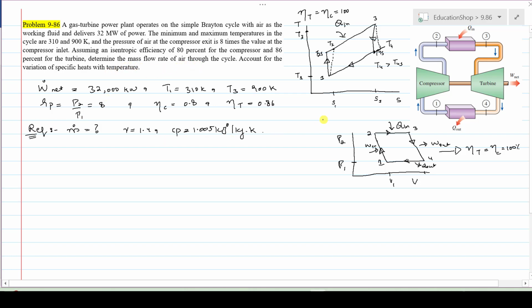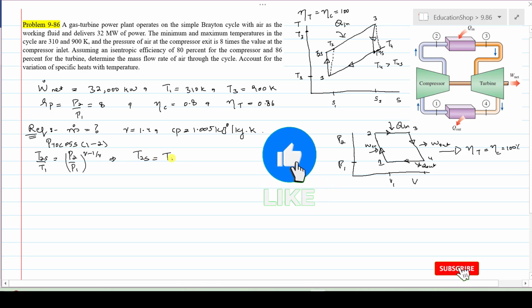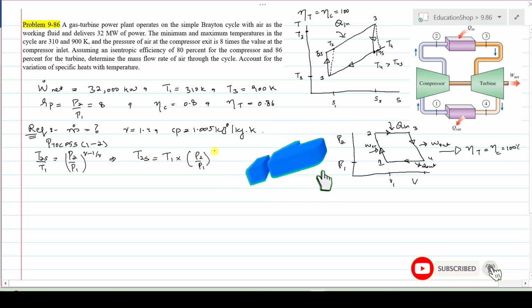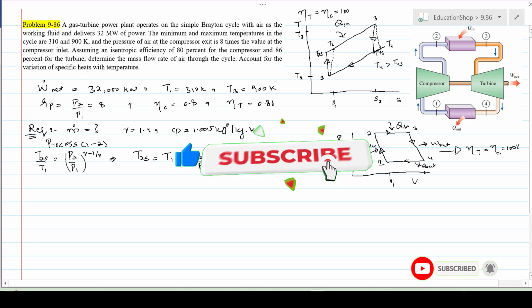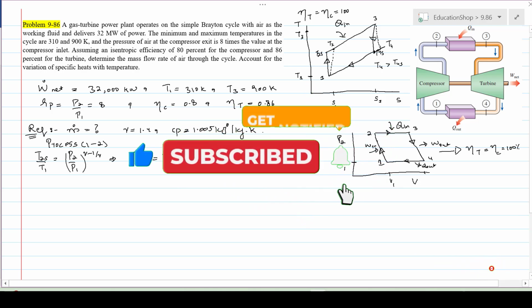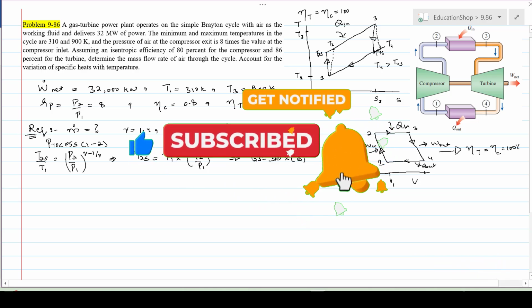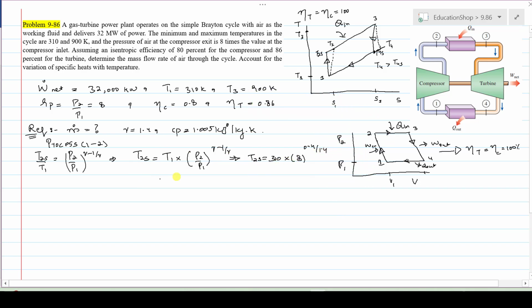Now consider the process 1 to 2, that is isentropic compression. So I can say that T2S divided by T1 is equal to (P2 divided by P1) to the power (gamma minus 1) divided by gamma. After solving this on calculators, you will get the T2S value, and it is 561.5 Kelvin.